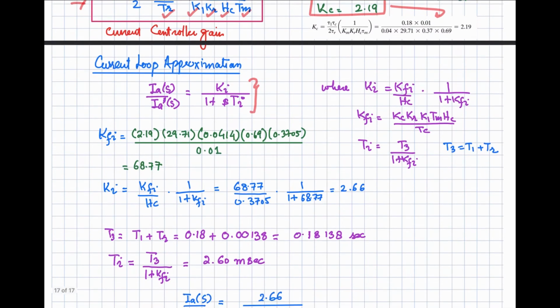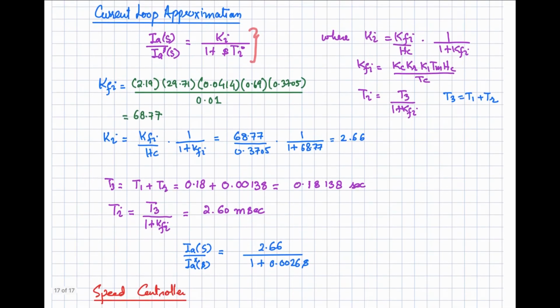So we have this transfer function, and in that we need to calculate Ki and Ti. Ki is given by this expression derived earlier, and in this Kfi is given by this equation, right? And what was Ti? Ti was equal to T3 divided by 1 plus Kfi. So you now need to find all of these. You have the parameters Kc, Kr, K1, Tm and H, and you can work out all of these values.